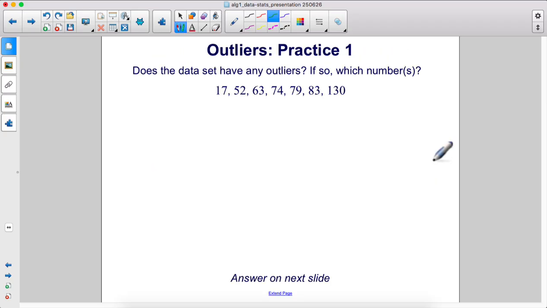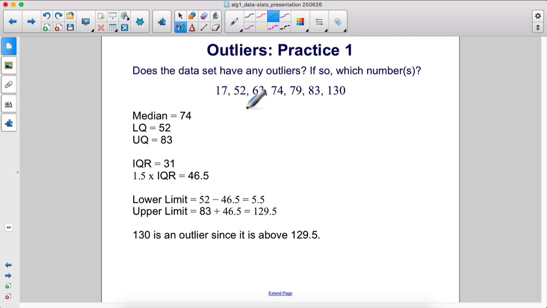Does the data set have any outliers? If so, which numbers? All right, so first we find the value in the middle, our median. It's 74. And then the median of the lower half would be 52. That's our lower quartile. The median of the upper half is 83. That is our upper quartile.